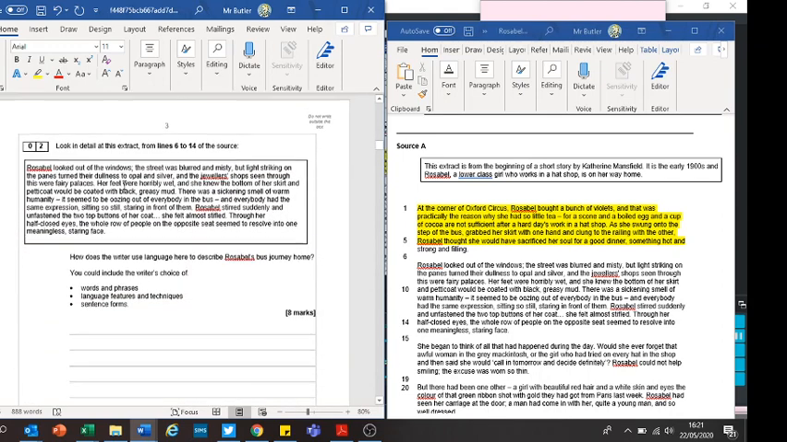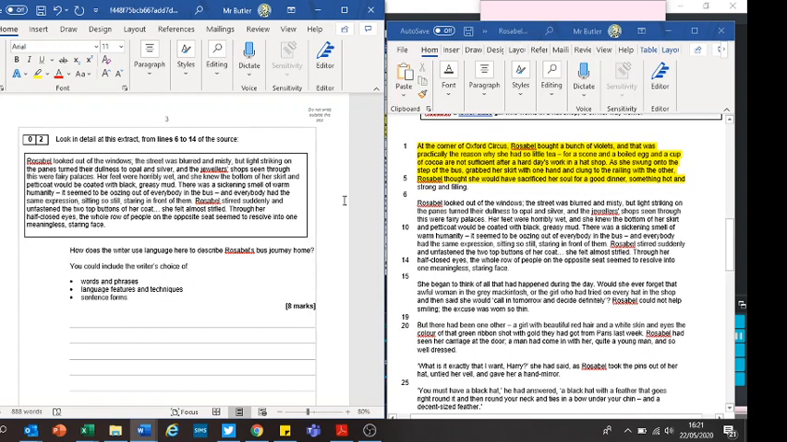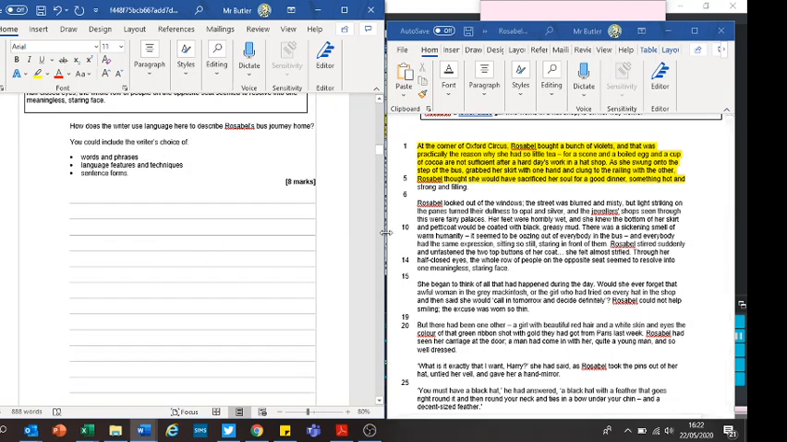Question 2. How does Wright choose language to describe a bus journey? Now they give you the extract on the paper, or you can just use the extract in front of you. I'm going to use the exam paper here because it'll just be clearer. So how does the writer choose language?